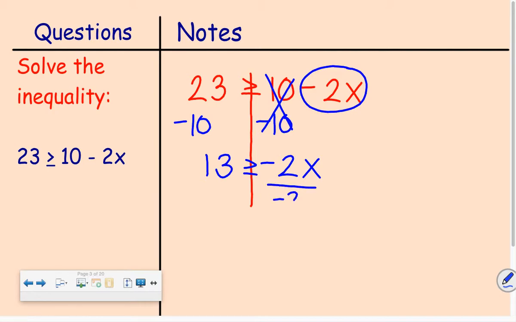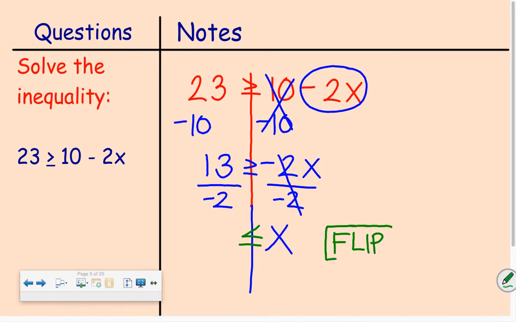Divide both sides by negative 2. Now, since I divided by a negative, I have to flip my sign. And then I can either leave this as a fraction or turn it into a decimal, since it's not a nice number. I'll turn it into a decimal. 13 divided by negative 2 would be negative 6.5.